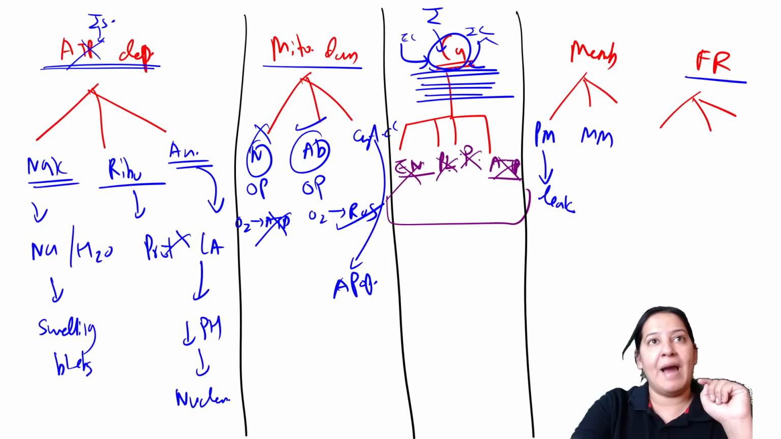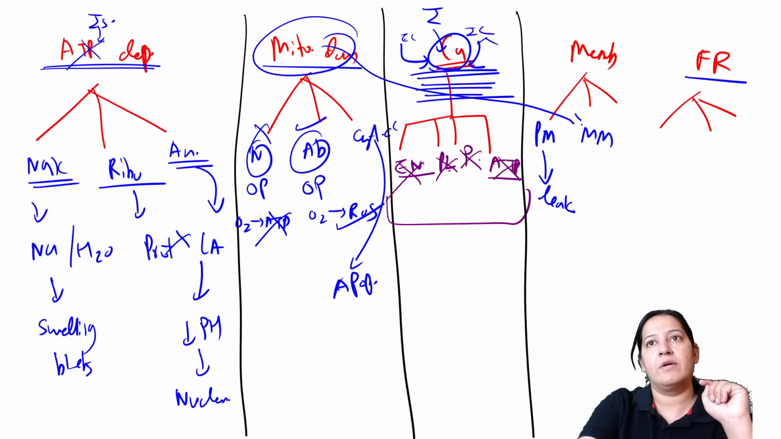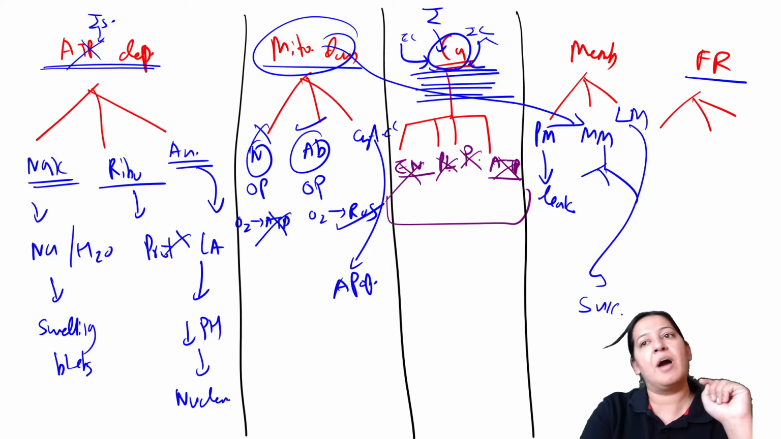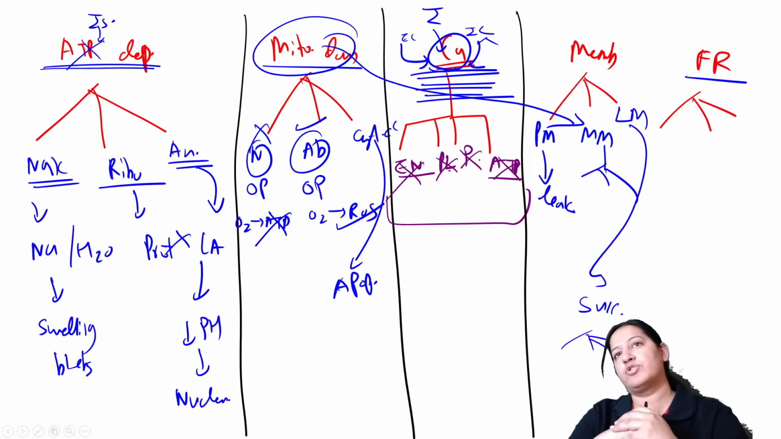Mitochondrial membrane. I have already explained you here, mitochondrial membrane, the 3 deleterious effects. And lysosomal membrane. Lysosomal membrane is the suicide bag. The cell will commit suicide because the enzymes will leak out. Give me a thumbs up.